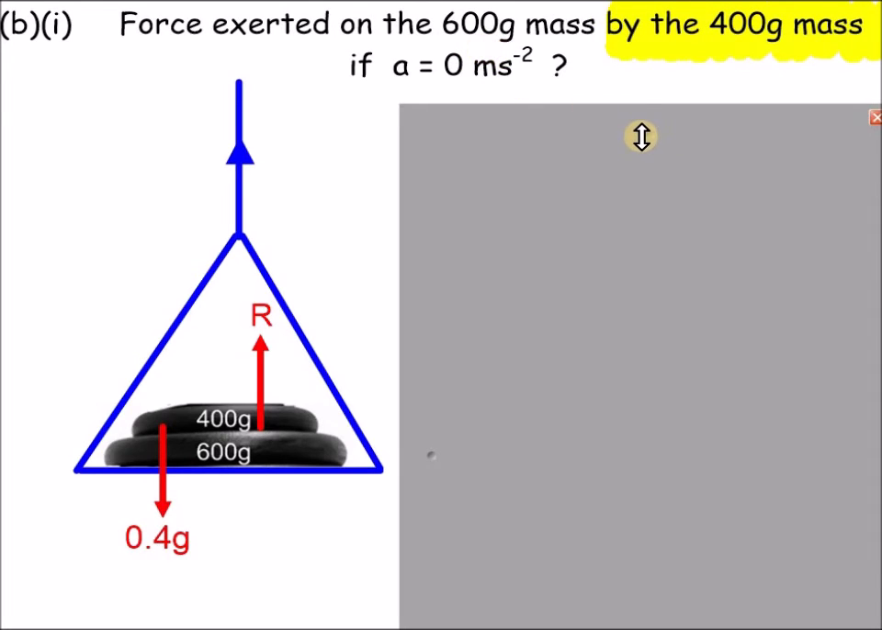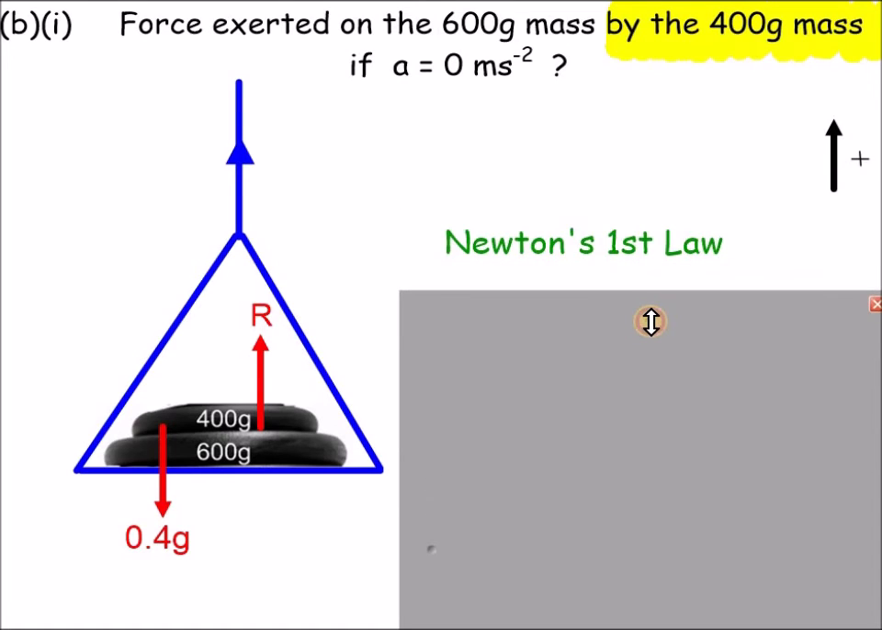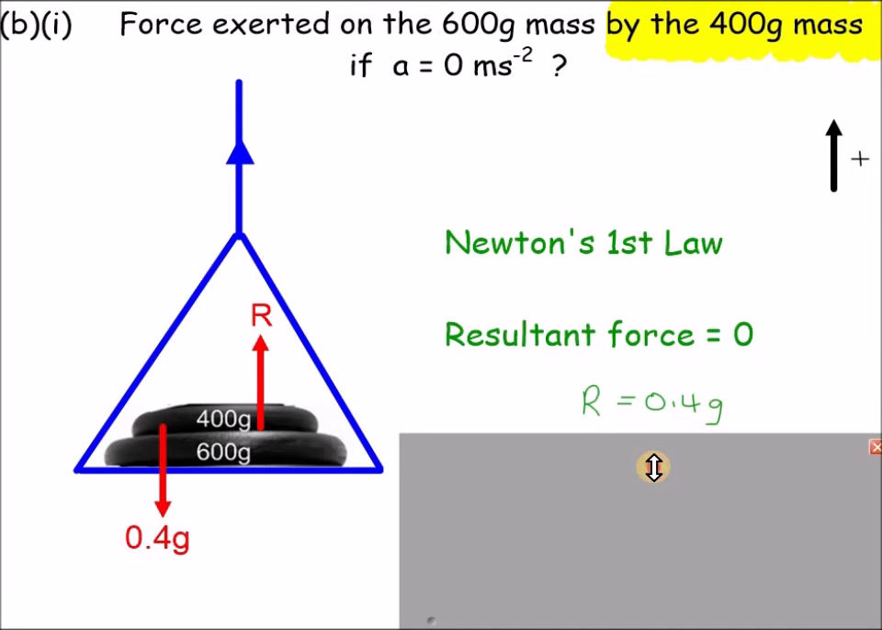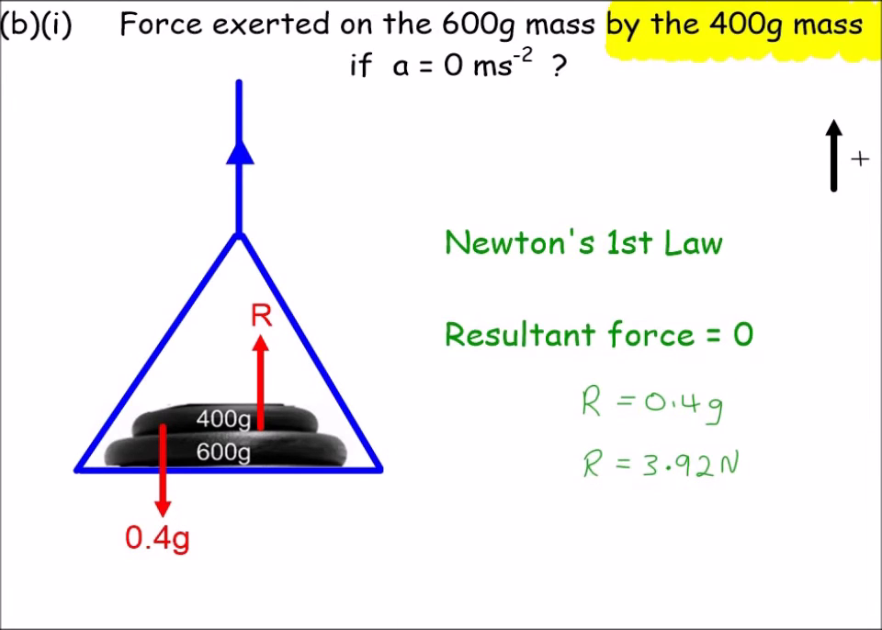If there's no acceleration, we don't need to use the second law, we can use Newton's first law. So the resultant force will be 0 because the forces are in equilibrium, they're balanced. So R is equal to 0.4g, upward forces equal downward forces. Essentially this is what it is. So g is 9.8, so R is equal to 3.92 newtons.